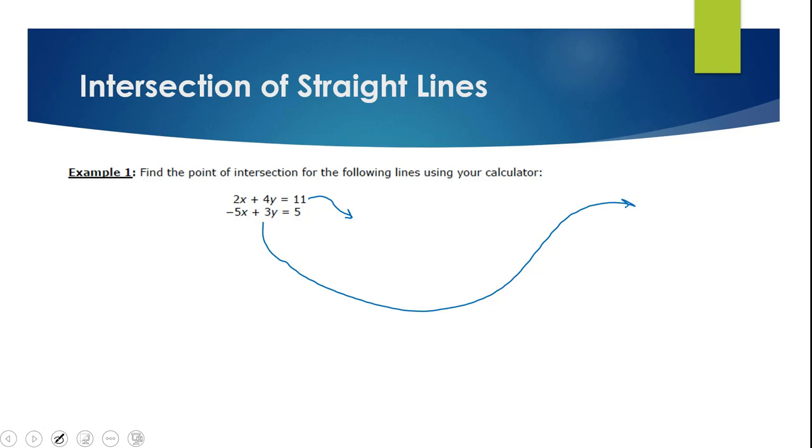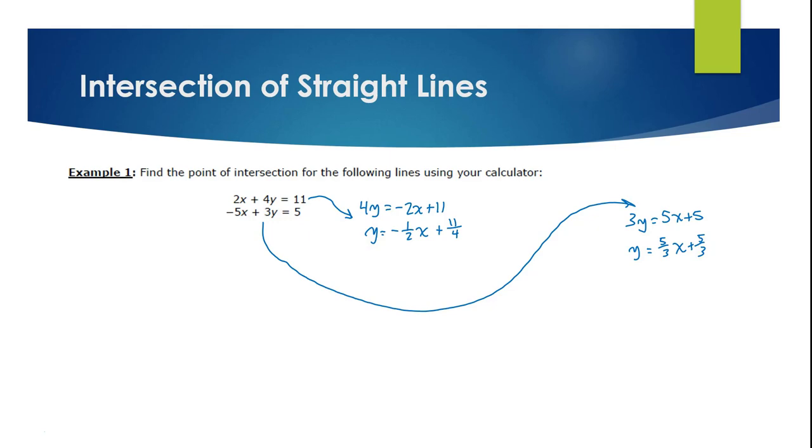For the first one, I would subtract 2x from both sides, and then divide by 4. So I'm going to have negative 2 divided by 4, which is negative 1/2 x plus 11/4. For the second equation, I'm going to add 5x to both sides. So I have 5x plus 5. And if I divide by 3, I'm going to have y equals 5/3 x plus 5/3.